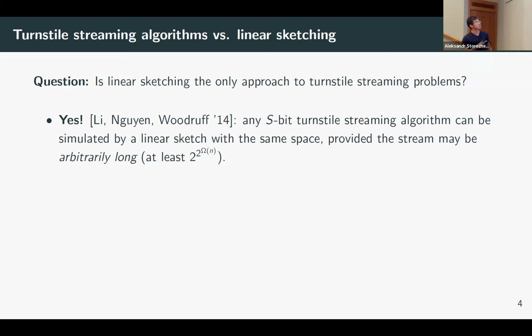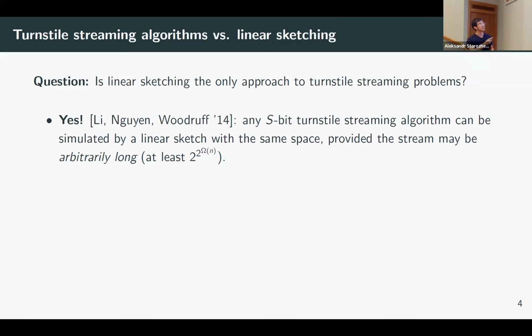Nguyen and Woodruff showed that if we have a turnstile streaming algorithm with S bits of space, then we can simulate such a streaming algorithm using a linear sketch with about the same space, provided that the stream may be arbitrarily long. So if we have a turnstile streaming algorithm with S bits that is correct on an arbitrarily long stream, maybe their proof needs the length of the stream to be doubly exponential at least, then we can turn it into a linear sketch with about the same space.